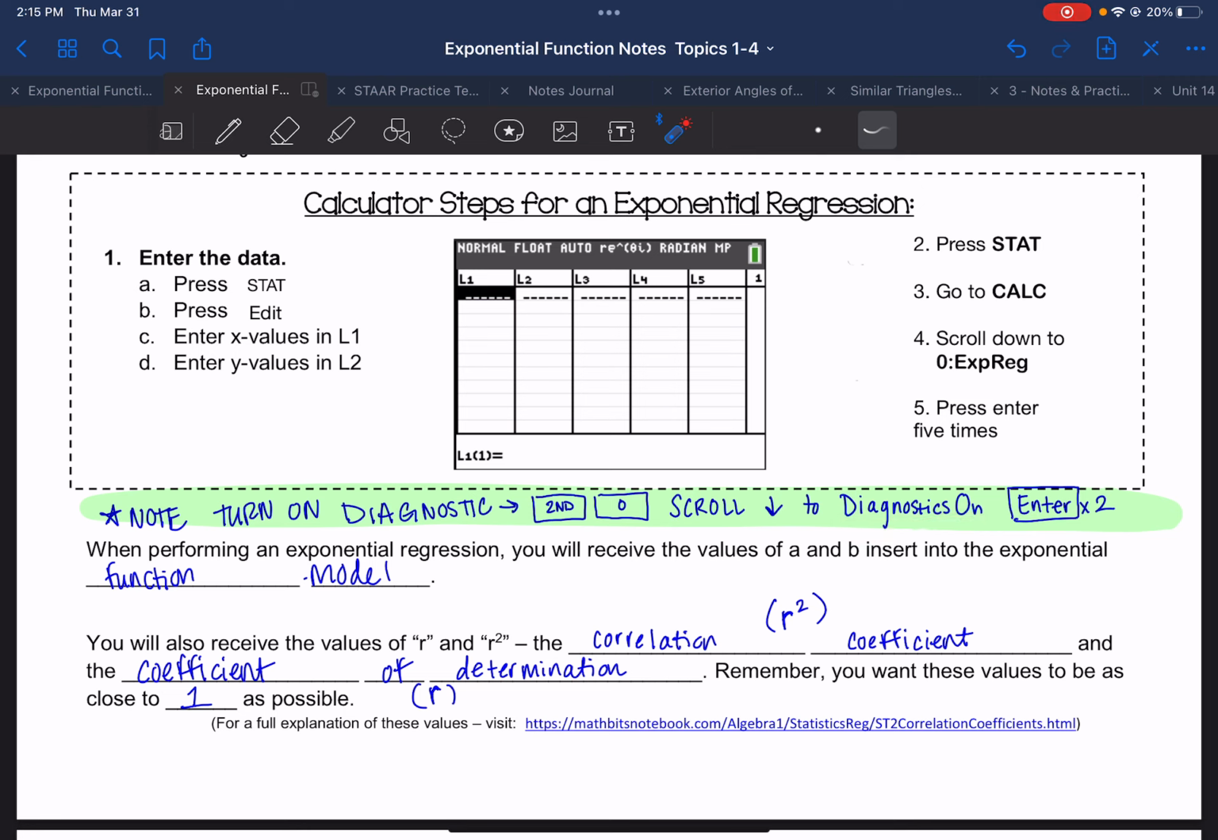All right, so when performing an exponential regression, you will receive values for a and b, which you insert into the exponential function model. You will also receive r and r squared values. The correlation coefficient, the r, and the coefficient of determination, the r squared. Remember, you want these values to be as close to 1 as possible. When you turn diagnostics on, this is when you will see the r squared and the r. We're only going to focus on the r squared, and we want r squared to be as close to 1 as possible. All right, so pause the video, get this down, then play.